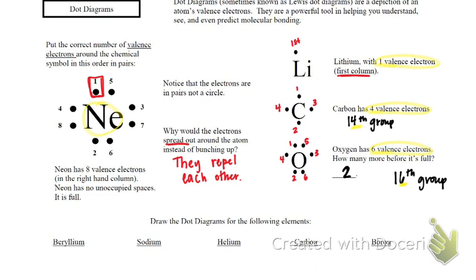And it wants us to draw these for the following elements. So we've got beryllium. What's the symbol for beryllium? Be. Second group. So it's got 2. Where do they need to go? We always start on top. And then 1 on the bottom. You always need to go in that order. Top, bottom, right, left. Okay?